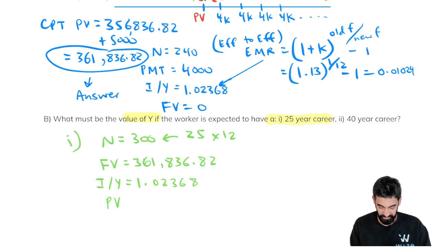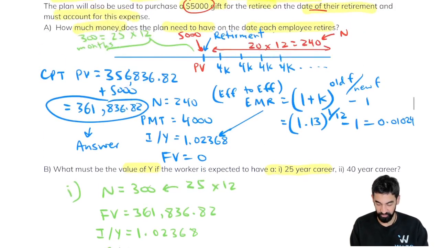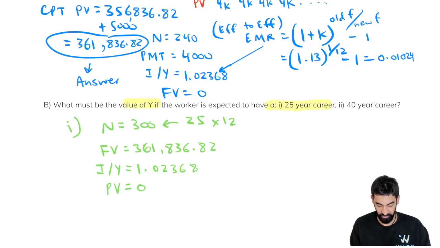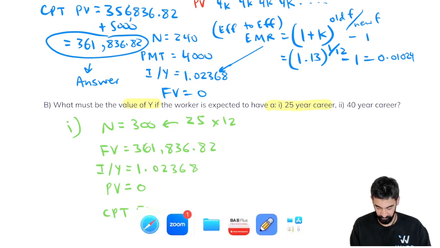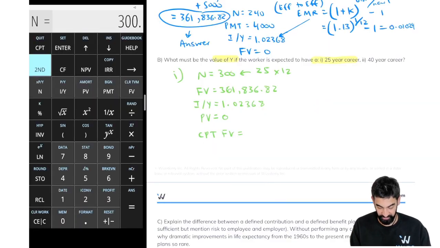Now you're going to put the PV as 0. There's no present value at the start. You're not starting with any money over here, and this part becomes the FV. So we're going to say compute FV. So I put 300 as my N, 361,836.82 as my FV, 1.02368 as my I/Y, 0 PV, and then compute, not compute FV, I meant compute payment. FV we already put in, so the payment will be 183.09.